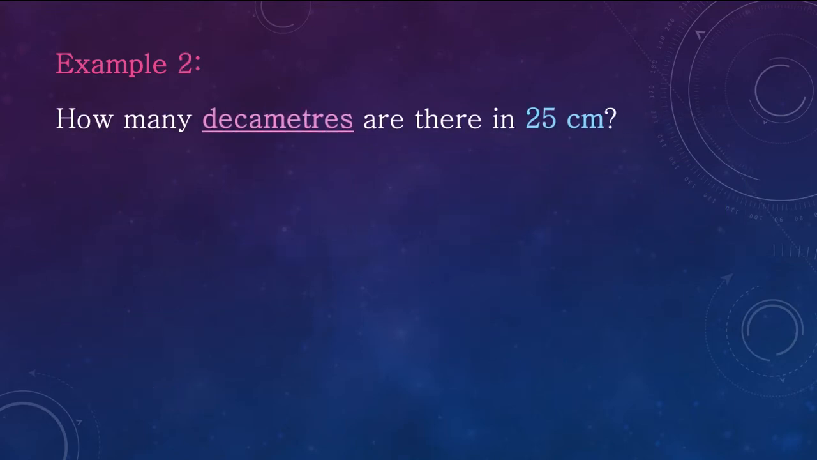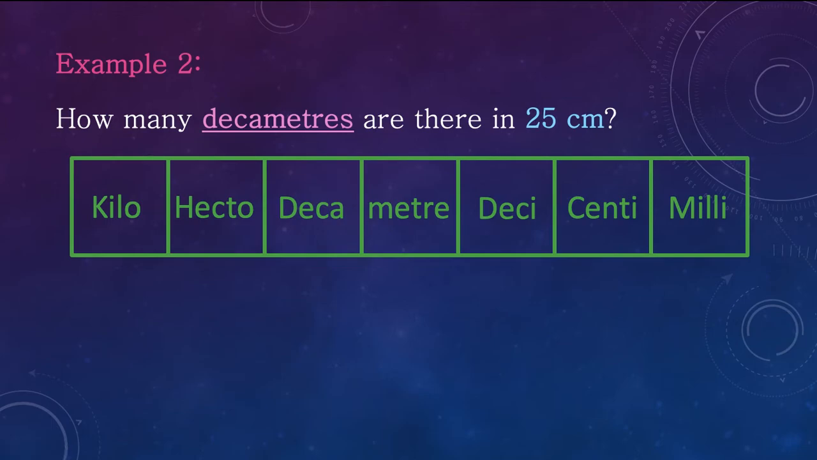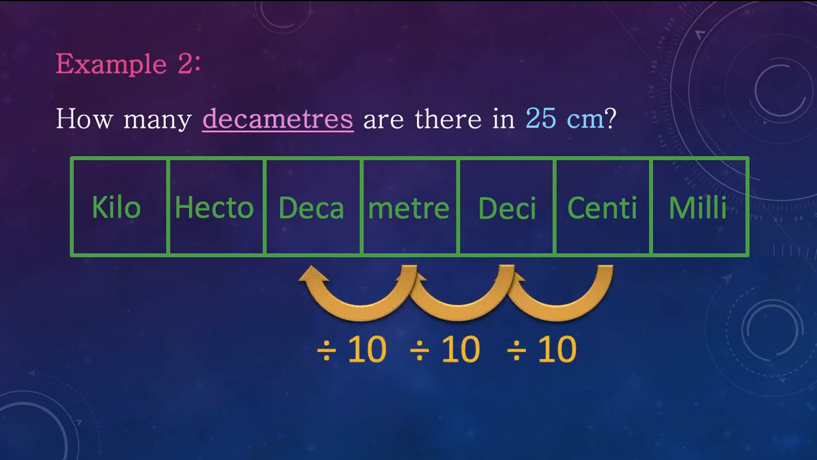How many decimeters, so be very careful with decameters and decimeters. They look almost the exact same. This one is with an A and the other one's with an I, so it's literally 1 letter difference. So how many decimeters are there in 25 centimeters? So again, let's bring up this diagram. We know that we are starting at centimeters, and we're moving to the left, and we're finishing at decimeters. So let's show that. We are doing 3 steps.